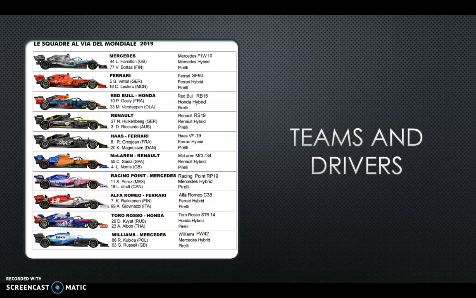Here are all the teams and drivers for the 2019 season. Now, some of these have changed because drivers are allowed to change during the season. For example, Pierre Gasly on Red Bull got dropped down to Toro Rosso, and Alex Albon got bumped up to Red Bull.